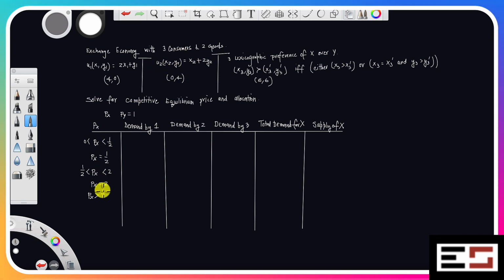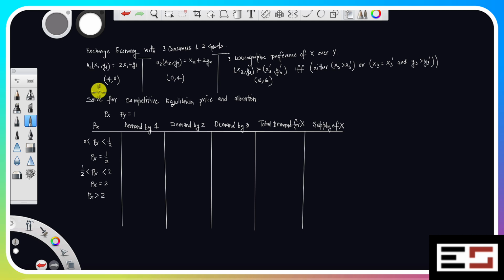So this will give you different cases, for prices under which the demand can behave in a certain way. So let's figure out the demands in these cases. Okay, so first of all, what is the income of consumer 1?